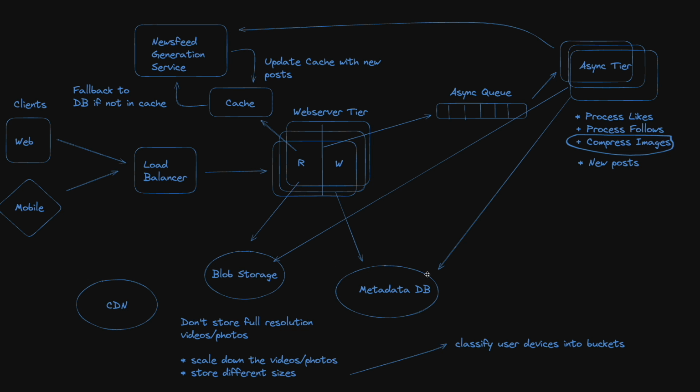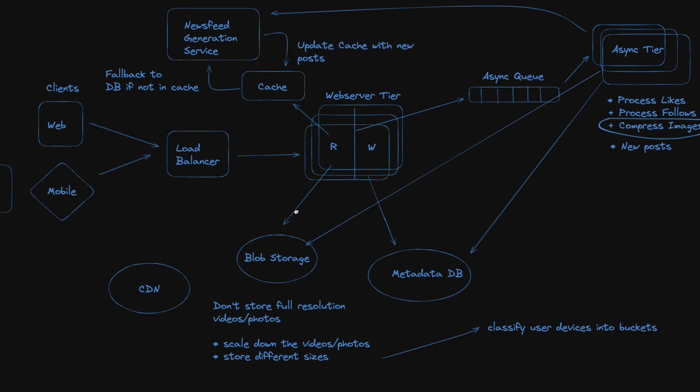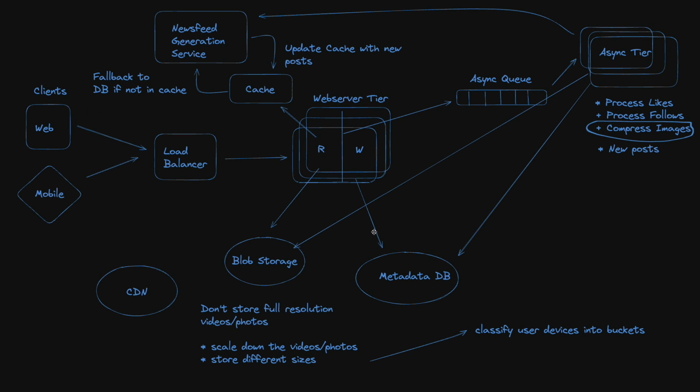We talked about how we'll need a metadata database to store our models here. We're going to need a blob storage for photos and videos, and a CDN to cache these static resources close to the user so they have a quick loading time and a better experience.